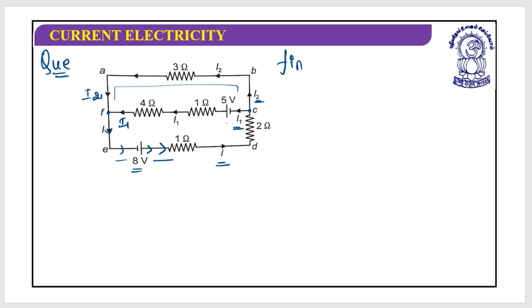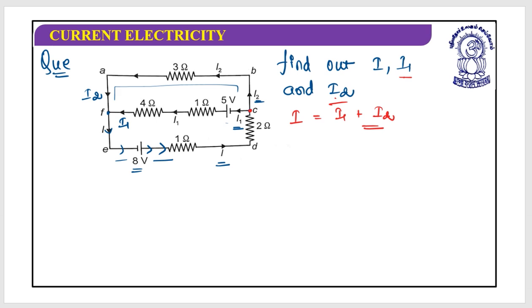Now the question says find out I1 and I2. So now you understand that, let's suppose at point C, I is the incoming current and I1 and I2, these two are the outgoing currents. So basically you require I1 and I2. Once you get this, you can easily have I.